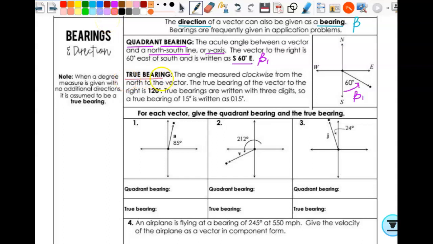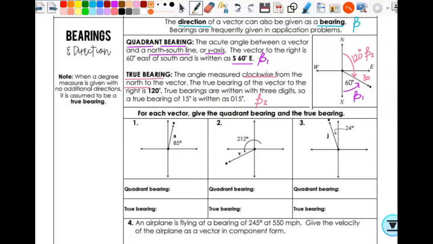Then we have the true bearing. That's the angle measured clockwise from the north to the vector. The true bearing of this goes from here to here. So if this is 60, that makes this 30, which makes this 120. And that's the true bearing, beta 2. True bearing is written as 3 digits. So if you have a bearing of 15 degrees, it's going to be written as 015. Sound familiar? Remember doing that?